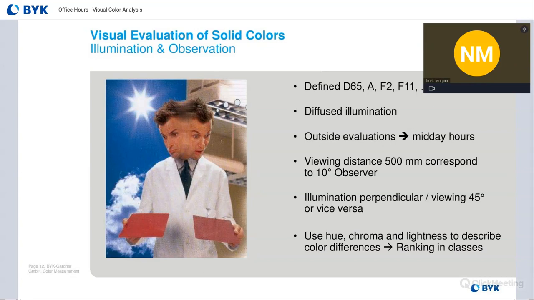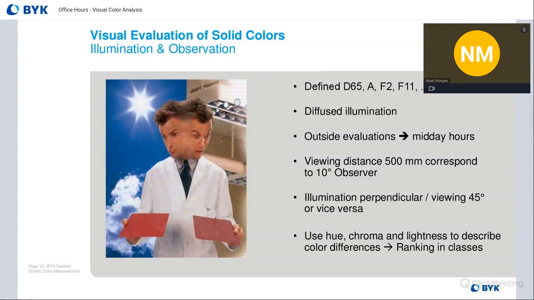All right, so we kind of see a development of parameters to follow. And so what we see is a defined light source. So we have D65A, which is the tungsten light, the warm light, F2 and F11, which are different fluorescent lights. And we want to use diffused illumination, so no direct illumination going right at the sample. We want something that's more diffused.